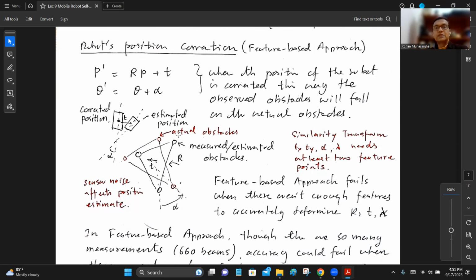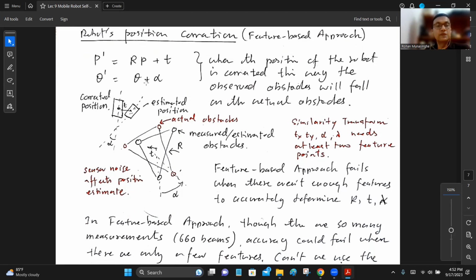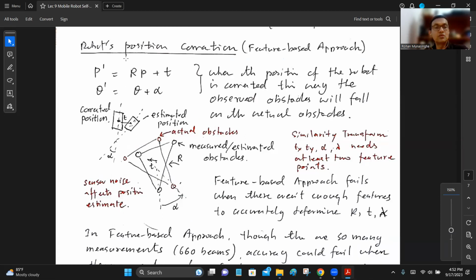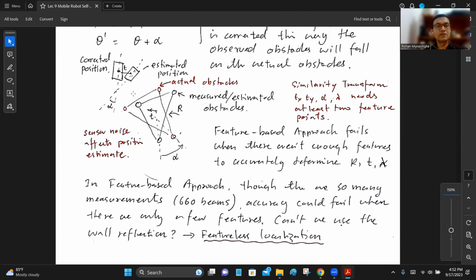Now with the feature-based approach, finally what you do is you have P dash, your new position, R P plus T, and theta dash, theta plus alpha. You refine your position like that. So now you are not using your wheel encoder based estimate alone. After using wheel encoders and calculating your P dash, you put this similarity transform alpha, lambda, and T to modify it into a new position.